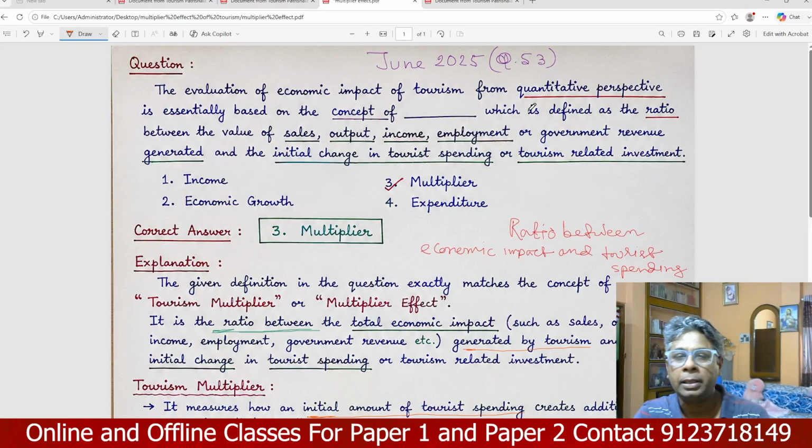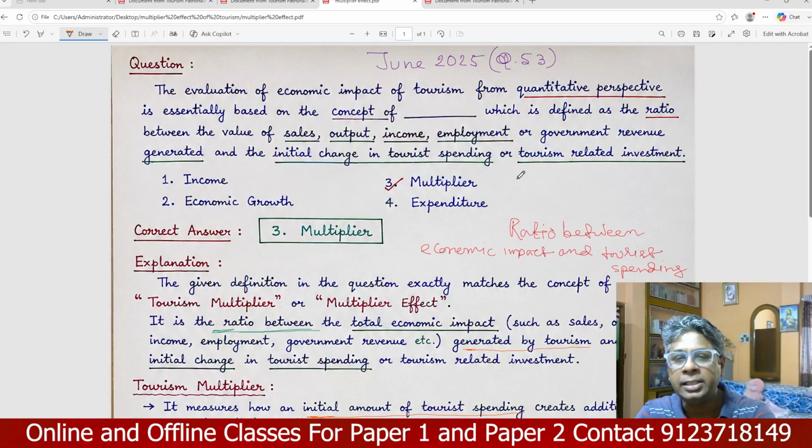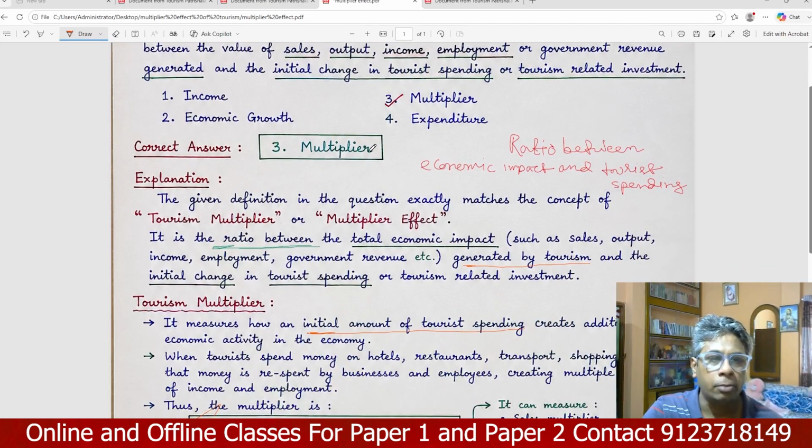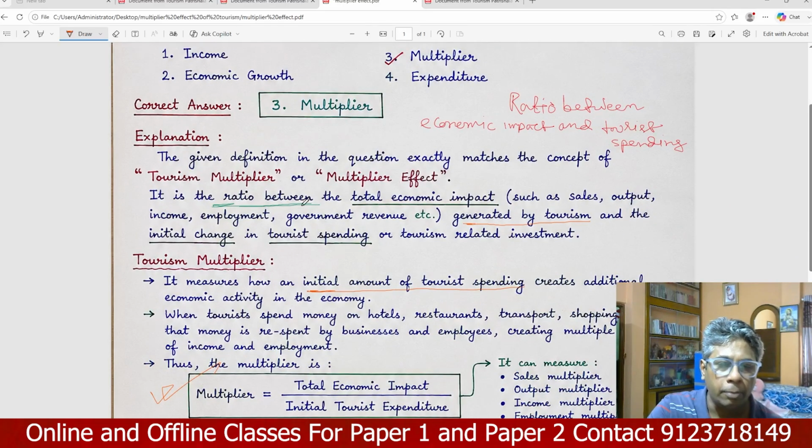The evaluation of economic impact of tourism from a quantitative perspective is essentially based on the concept of multiplier, which is defined as the ratio between the value of sales, output, income, employment or government revenue generated and the initial change in tourist spending or tourism-related investment. Explanation of the answer: the definition given in the question exactly matches the concept of the tourism multiplier or multiplier effect. The multiplier effect is the ratio between the total economic impact generated by tourism and the initial change in tourist spending or tourism-related investment, with impacts such as sales, output, income, employment and government revenue.